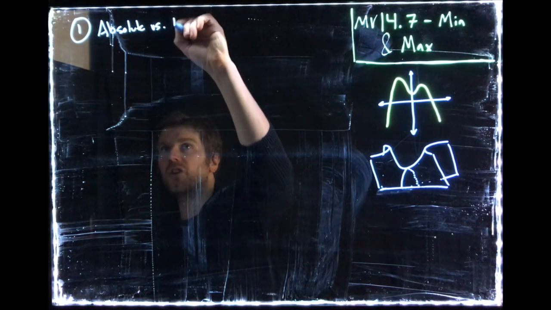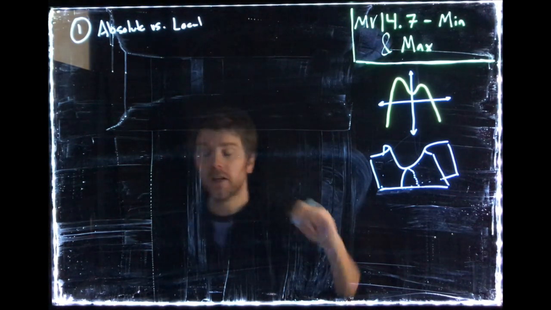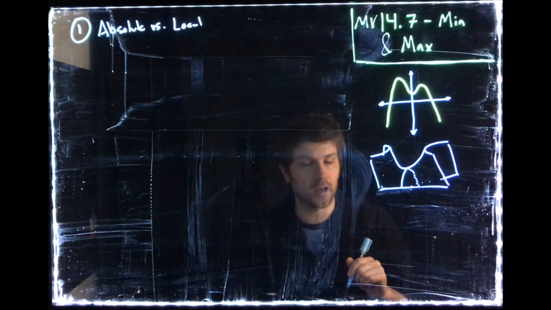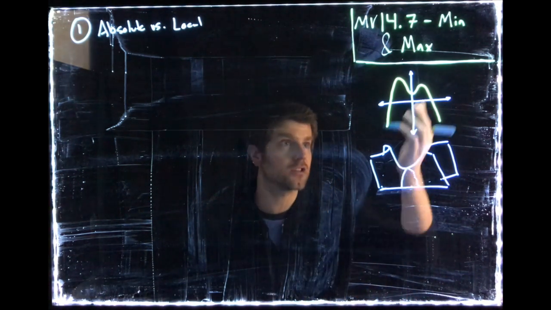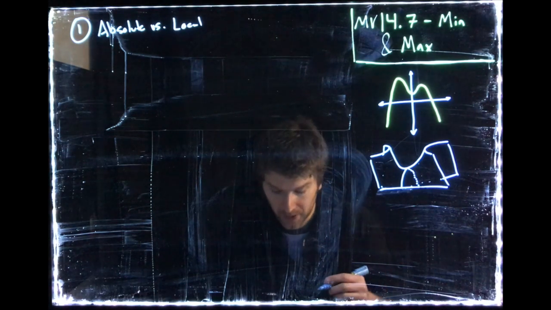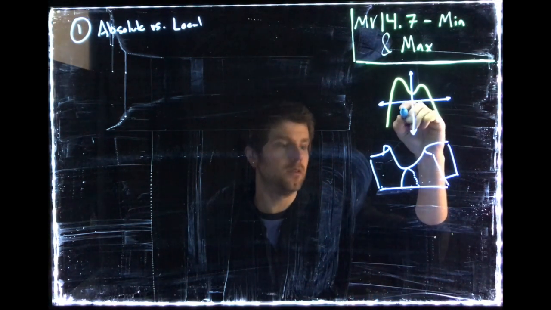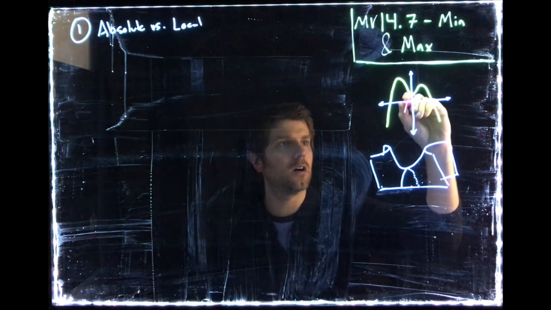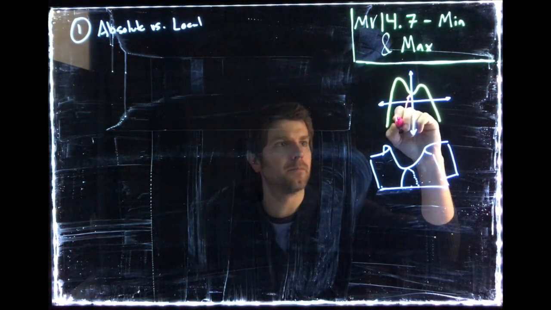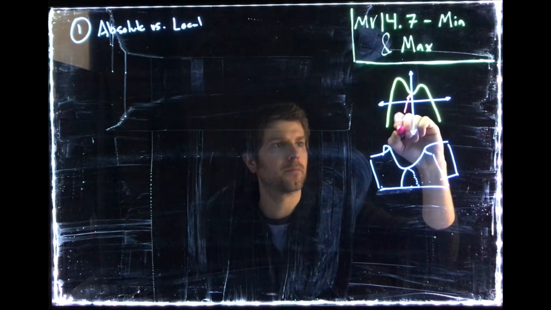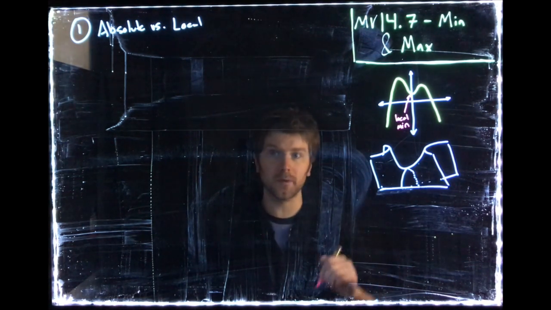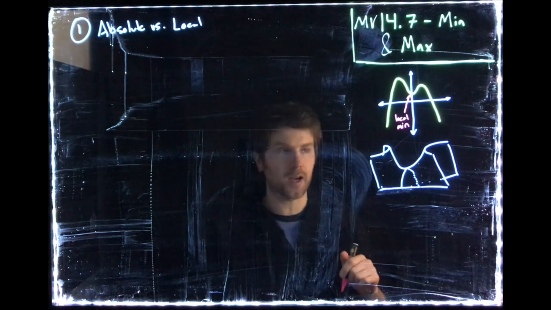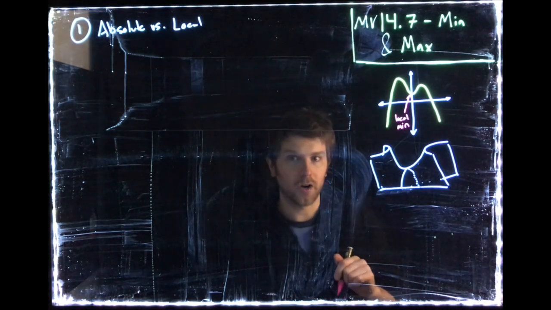So this is the question of whether a max or a min is a local one or is the absolute max or min for the whole function. So let's take this simple little graph here. We have here right in the middle, we have a local minimum. And we can tell it's a local minimum because the curve dips down and then comes back up. It's a local little point where our function is low.